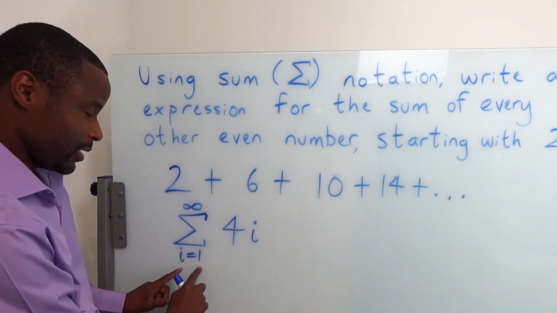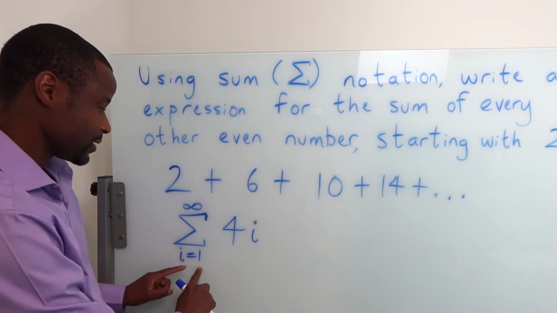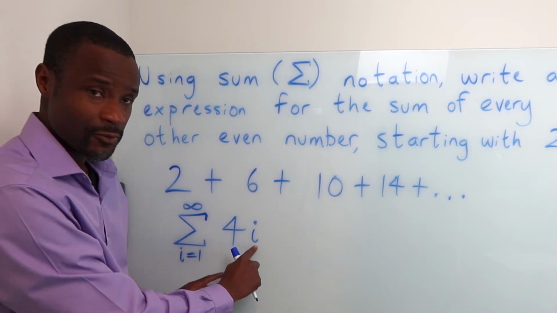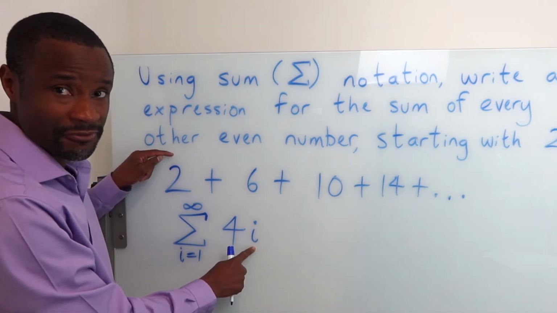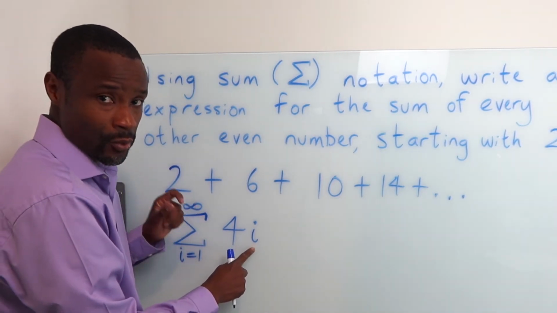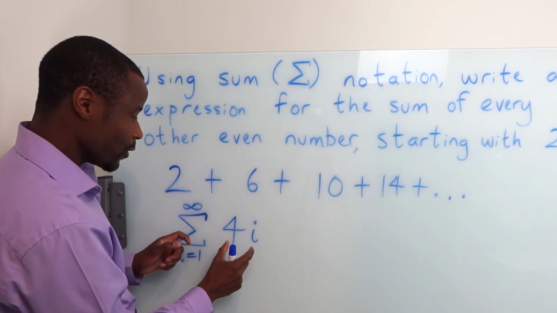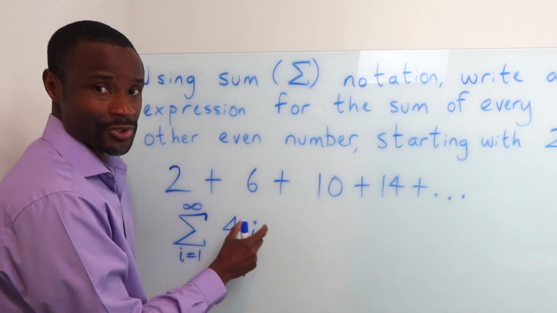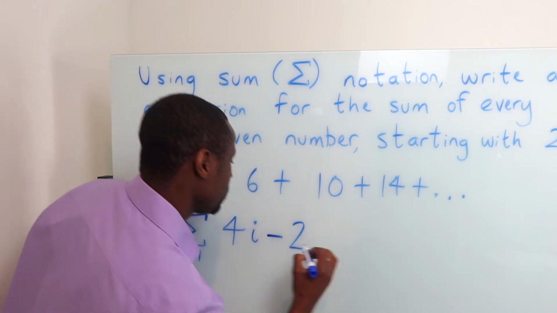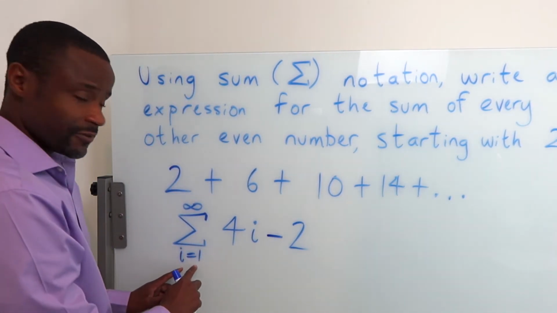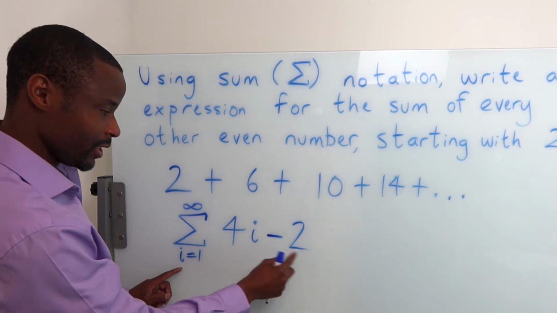So when i is 1 for our first index, we have 4 times 1, which gives 4. But our first term is a 2, not a 4. So we need to figure out what to do with 4. What do I subtract from 4 to get 2? That's obviously 2. So for the first term, that's 4 times 1 minus 2.